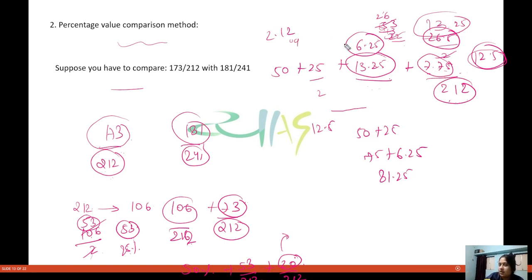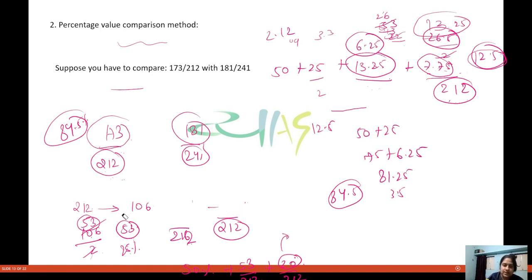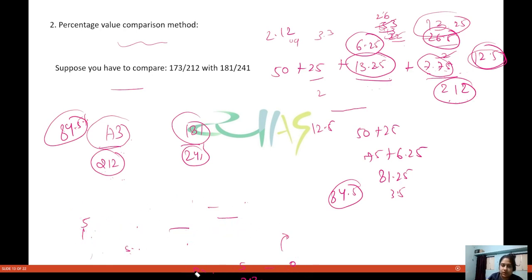So let me write this. This is coming to be 75%, and this is coming to be 84.5%. So obviously this is bigger. This is how you can calculate in terms of percentages. I hope you understand this. What we did is to compare the ratios 173 divided by 212 and 181 divided by 241.